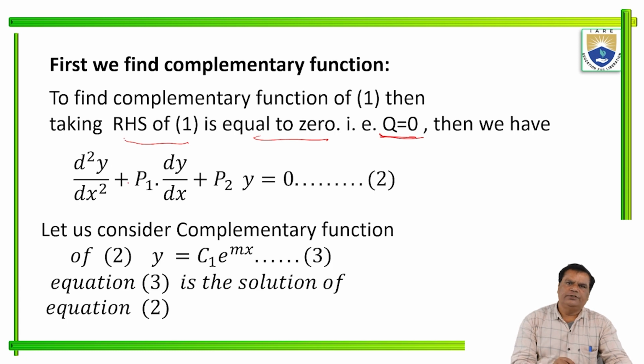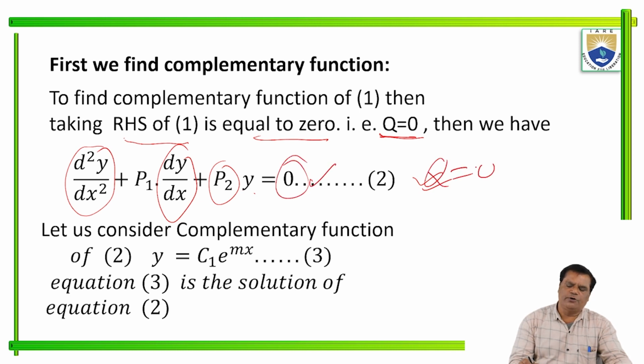Then equation 1 converts into equation 2: d2y over dx2 plus p1 dy over dx plus p2 y is equal to 0. I am putting q equal to 0 here, so this is equation 2. We find the complementary function of equation 2 because in this differential equation the right-hand side is always 0. Q is 0 here.